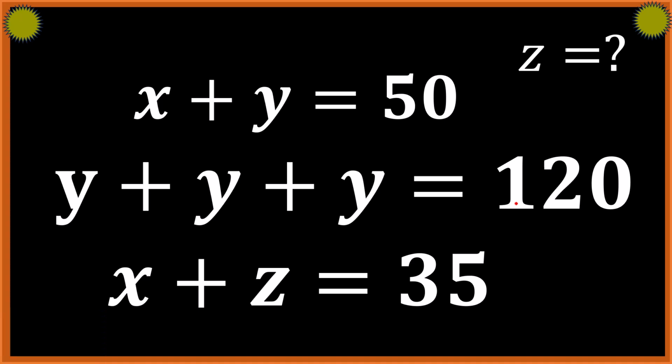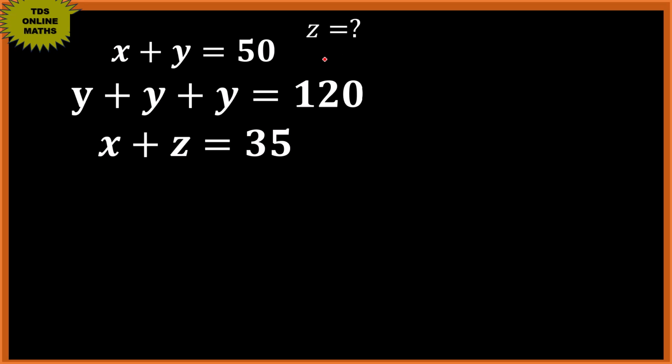Now let's label the first expression as equation 1. Then let's call this one equation 2. Then this one equation 3. Remember, we have y here, y there. So we can deal with equation 2.